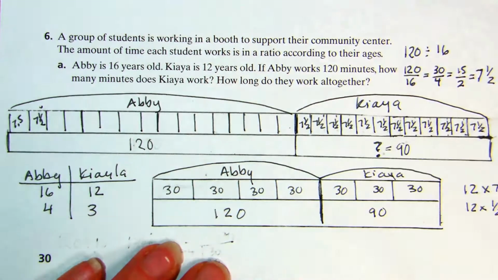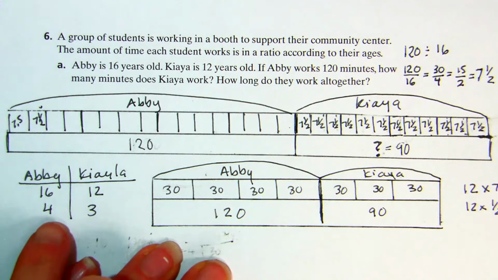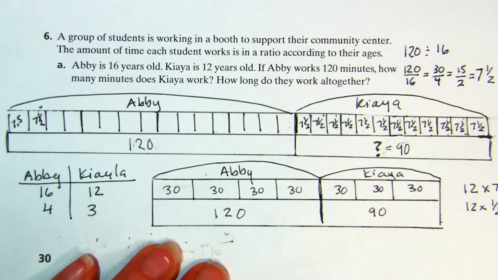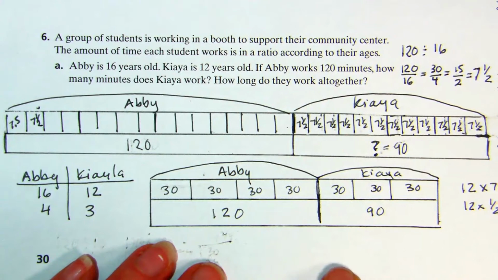going to be 90. So just doing a little bit of reducing ahead of time and simplifying the ratio ahead of time before I drew my tape diagram made my life a lot easier. So that's something also to think about.